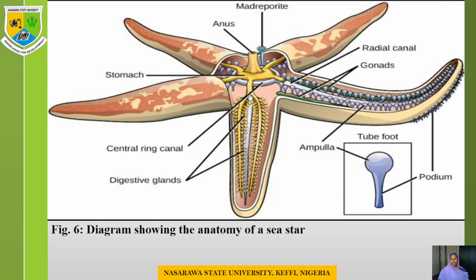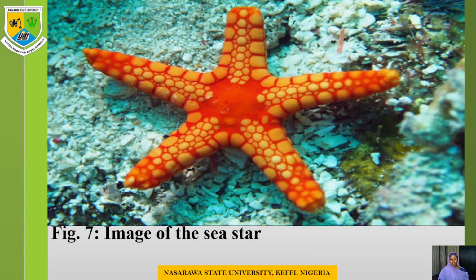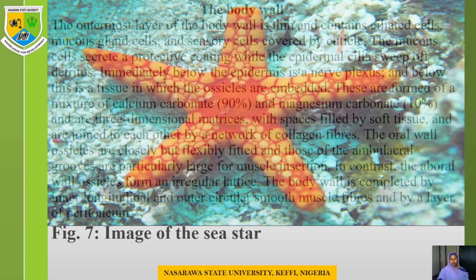Diagram showing the anatomy of a sea star. We have the anus, the madreporite, the stomach, central canal ring, digestive gland, radial canal, gonads, ampulla, the tube feet. Ampulla and the tube feet and the podium are all tube foot. This is an image of the sea star.